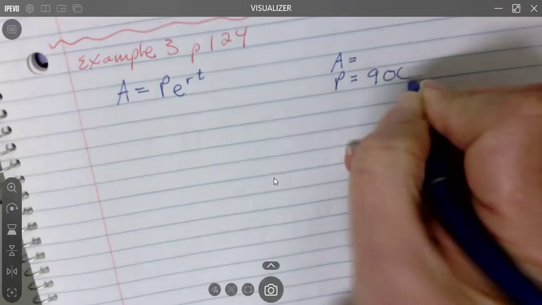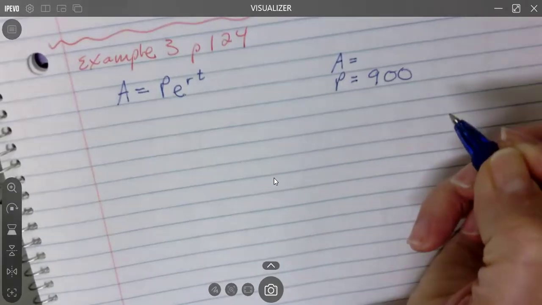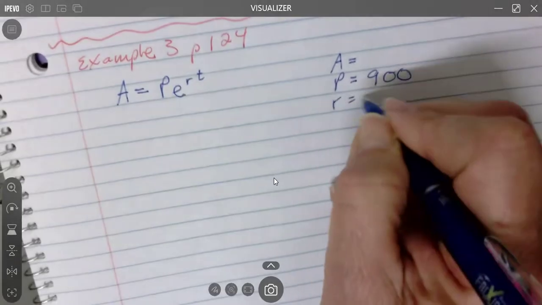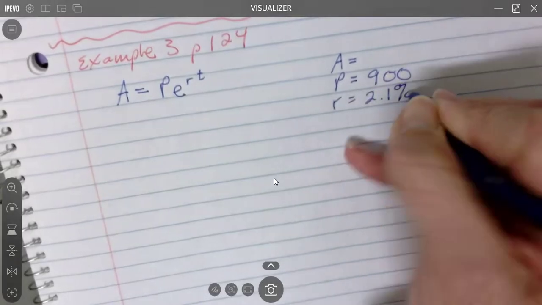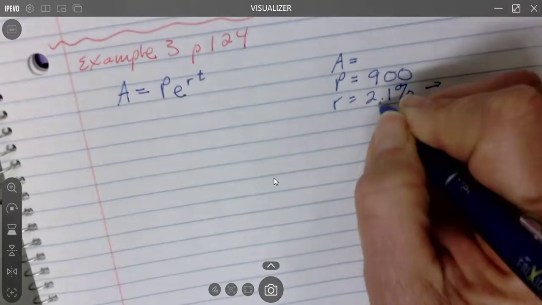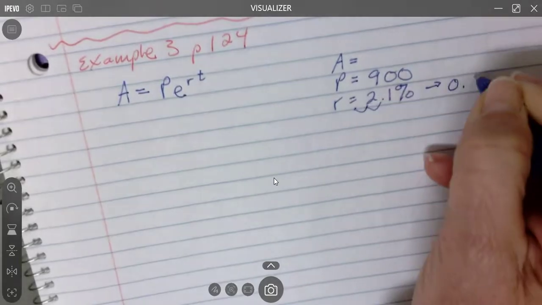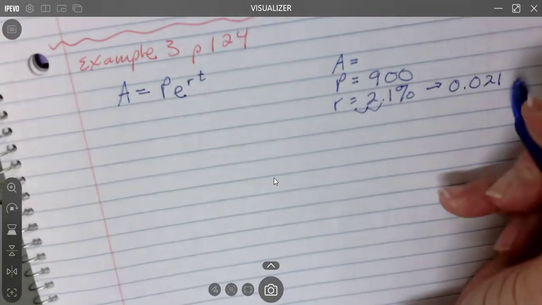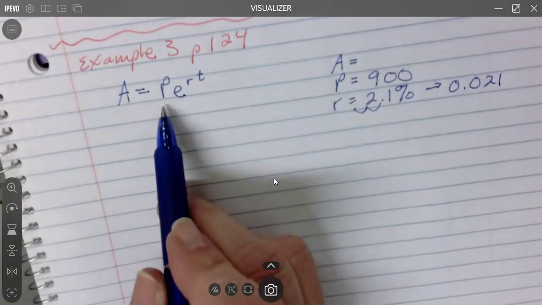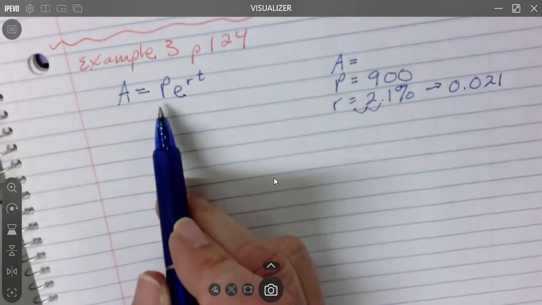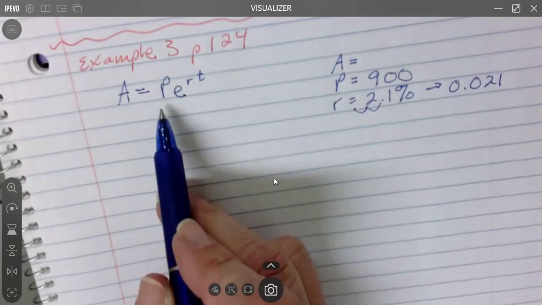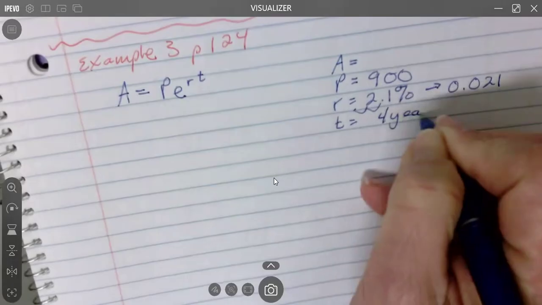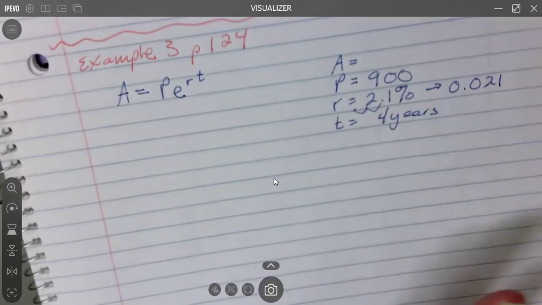She deposited $900, so P is our 900, into an account that earns 2.1, so our rate equals 2.1%, but I need that in a decimal, so I'm going to move 2 spaces, 0.021. Annual interest compounded continuously. Continuously is what tells us that we're going to use this formula. How much will the account be worth in 4 years? Time equals 4 years. Awesome. And then we're not doing the second part of the problem yet.